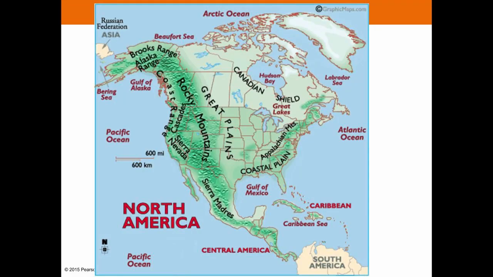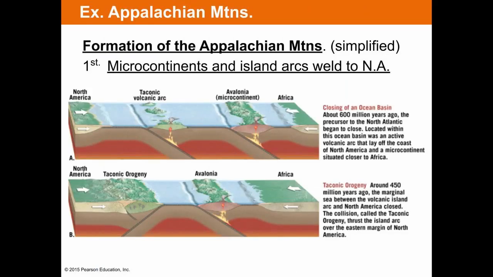Of course, the Himalayas is not the only example of this sort of mountain making event, this sort of orogeny. The Appalachian Mountains in the United States also were built in this manner. If we look at these cartoons here, we can see the formation of the Appalachian Mountains, when North America and Africa were driving together about 600 million years ago, closing an ocean basin.